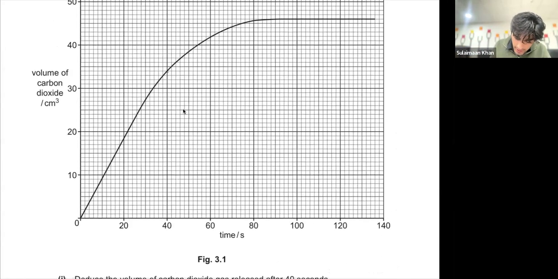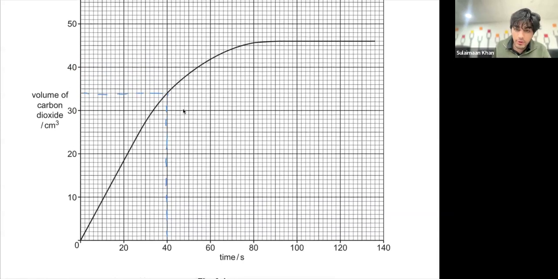So what am I going to do? At 40 seconds, draw construction lines using the ruler and then draw this right here, and check it out. 30, 31, 32, 33, 34, 35, 36, 37, 38, 39, 40. Boom. So 30, 31, 32, 33, 34. Done. Not 54, 34.